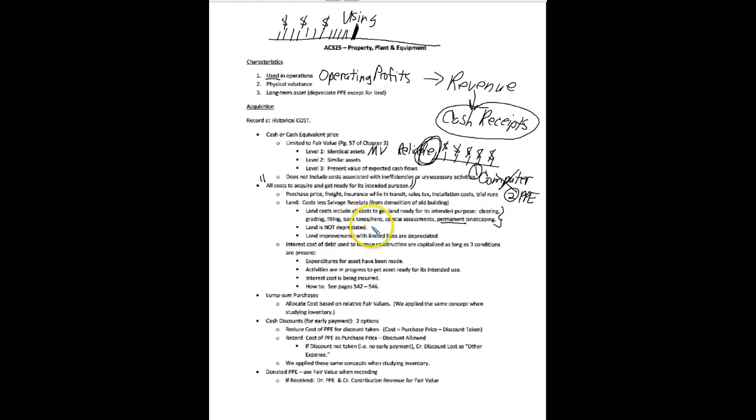By the way, just a reminder, we don't depreciate land. And if there are land improvements that have limited lives, like sidewalks, that sort of thing, we depreciate those. So we can't have a land improvement account that gets depreciated. I'm going to skip over this next part. Lump sum, we'll see that in a little bit, and cash discounts. Let's go ahead and move on.